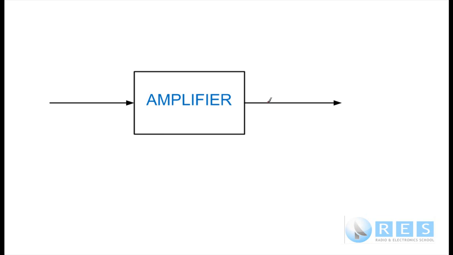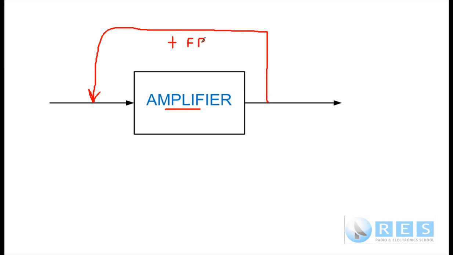We also need, with the amplification, positive feedback from output to input. So that's the second requirement for oscillation. We need amplification and we need positive feedback. There's one other thing we need besides amplification and positive feedback to get oscillation.